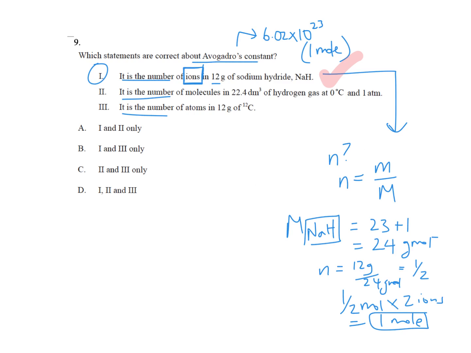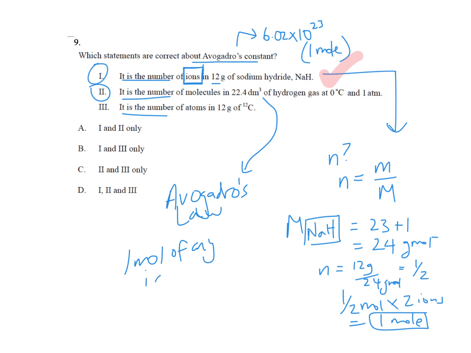Okay, second one, let's look at condition 2 here. It says it's the number of molecules in 22.4 liters of hydrogen at 0 and 1 atm. Well, there's this thing called, as I alluded to before, Avogadro's law. And part of Avogadro's law says that 1 mole of any ideal gas, and I guess we're going to assume it's ideal, at STP, which is 0 Celsius and 1 atmosphere, is going to occupy 22.4 liters. So in other words, this by definition is 1 mole.